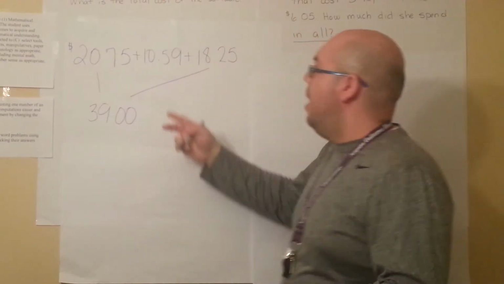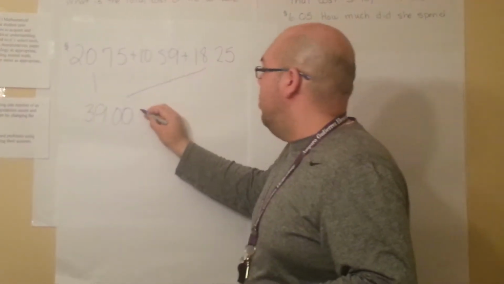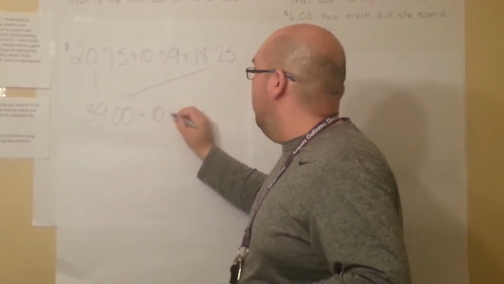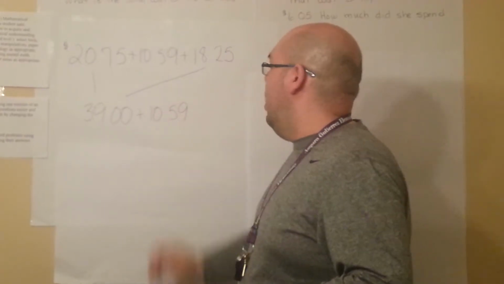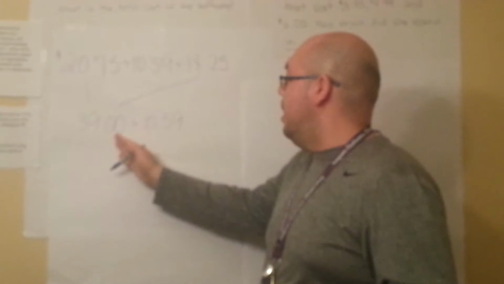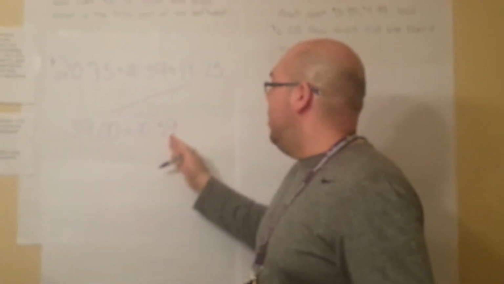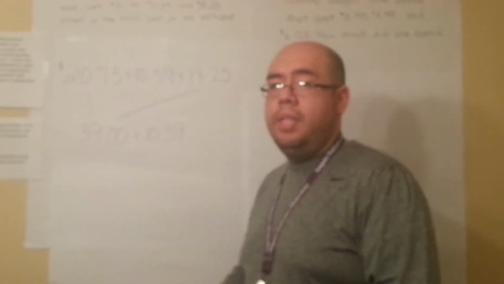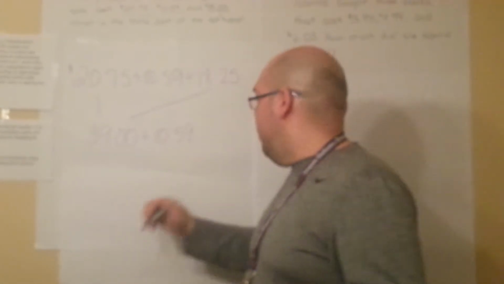Now let's not forget, we have one more value that we need to add. So let's bring him down. And we're going to go ahead and add them together. Now if you look at the cent side, we have no cents on the 39, and we have 59 cents. So we have 59 plus 0. What do you think we're going to get? 59 cents.